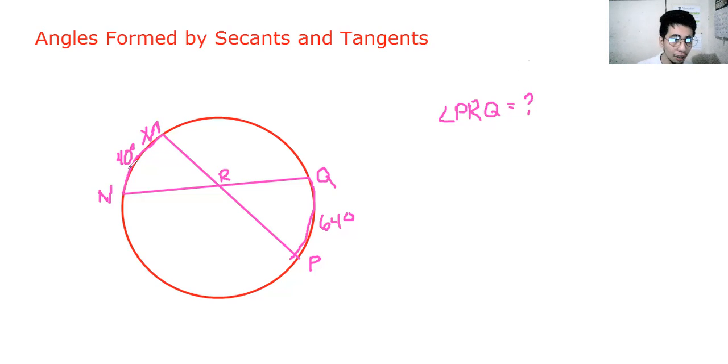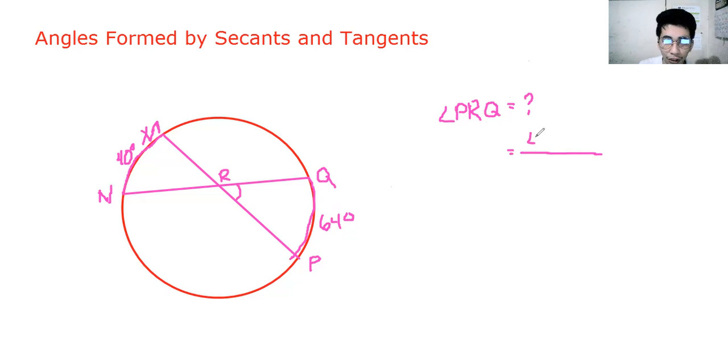So we have arc MN is 40 degrees and arc PQ, or QP, is 64 degrees. Para malaman natin si angle PRQ, so nasaan si PRQ? This one, angle, diba? So para malaman natin si angle PRQ, we're going to add and divide it into 2 yung dalawang arc na kaharap niya, in front and back of that vertex. Okay? So we have angle PRQ.